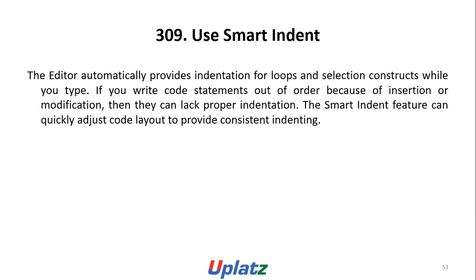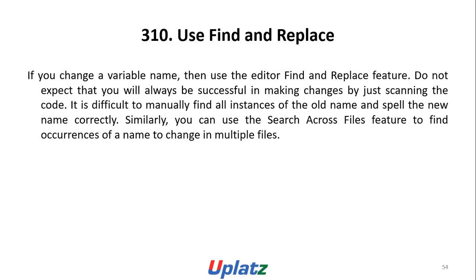Use Smart Indent. The editor automatically provides indentation for groups and selection context while you type. If you write code statements out of order because of insertion or modification, then they can lack proper indentation. The Smart Indent feature can quickly adjust code level to provide consistent indenting. Use find and replace. If you change a variable name, then use the editor find and replace feature.